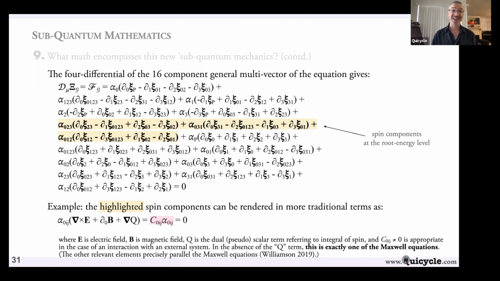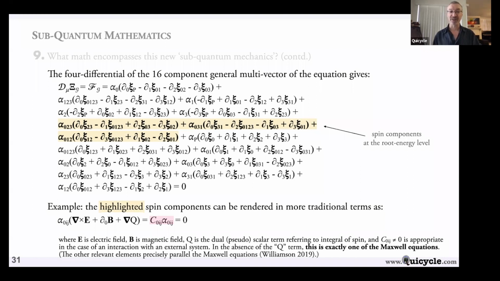Now, if we translate those into the traditional way of representing these, we get the term at the bottom, which is, you will notice, very, very similar to one of the Maxwell equations. If you ignore the Q term, it's exactly one of the Maxwell's equations. But this does show the importance of this mathematics, is that there are other transformations, there are other interactions happening in this space that are important to account for.